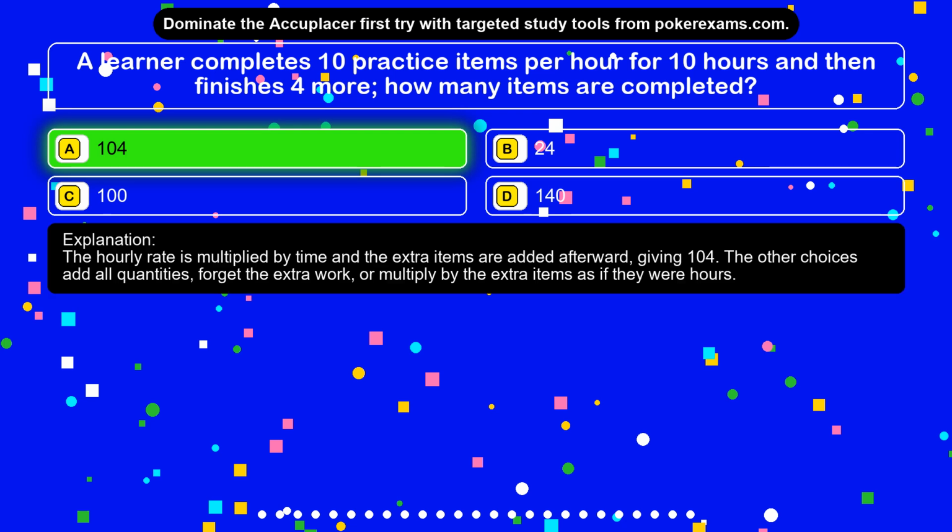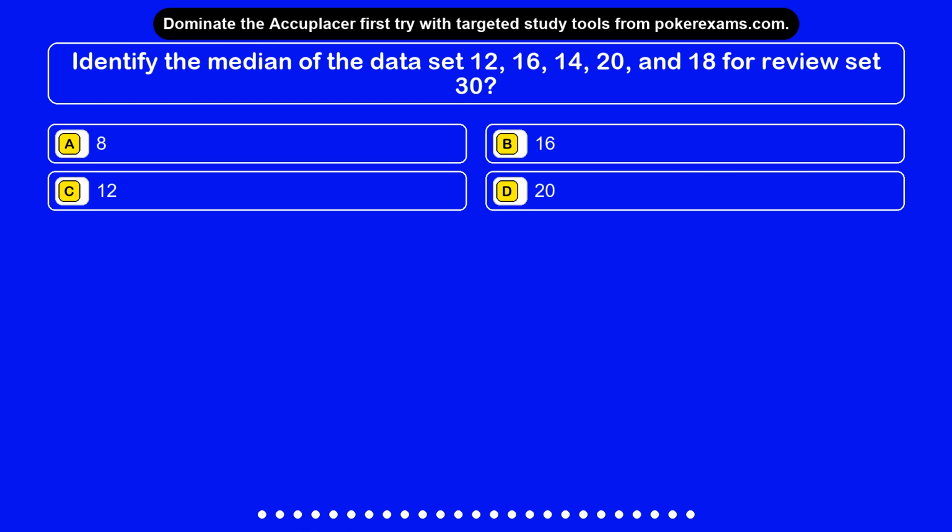The hourly rate is multiplied by time and the extra items are added afterward, giving 104. The other choices add all quantities, forget the extra work, or multiply by the extra items as if they were hours. Question 9. Identify the median of the data set 12, 16, 14, 20, and 18 for review set 30.